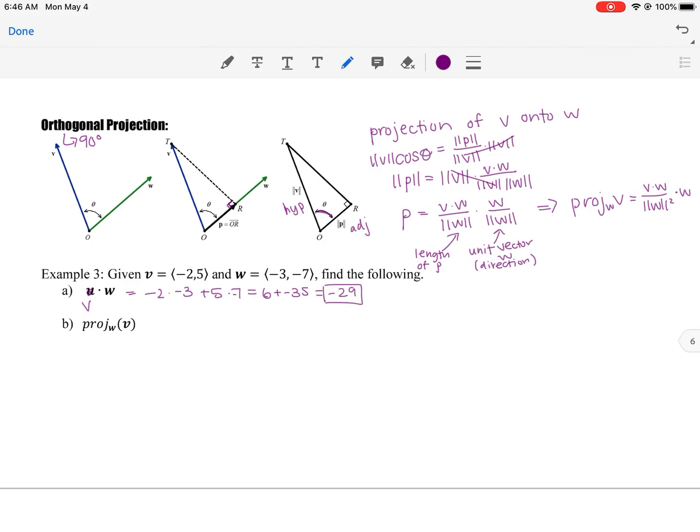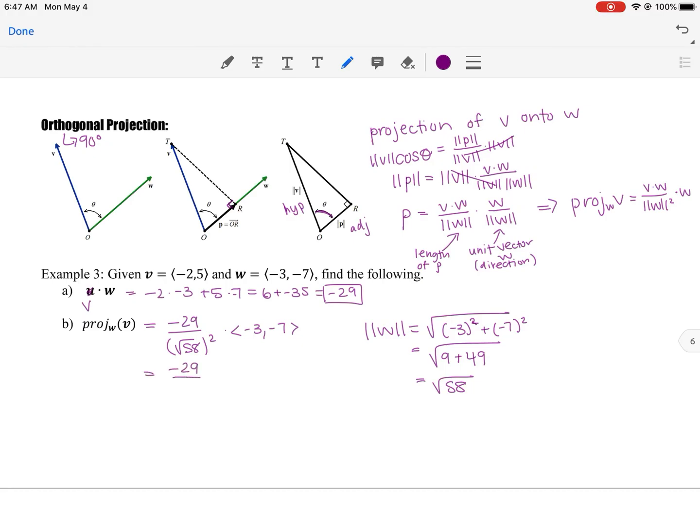Okay, the next thing, if we're trying to find this projection, we're going to take that dot product, which is -29, divided by, we now need the magnitude of w. So we're going to do the square root of -3 squared plus -7 squared. So we get the square root of 9 plus 49, the square root of 58. So this is going to be -29 all over the square root of 58. Then we're squaring that, times the vector w, -3, -7. So here we get -29 all over positive 58 times -3, -7.